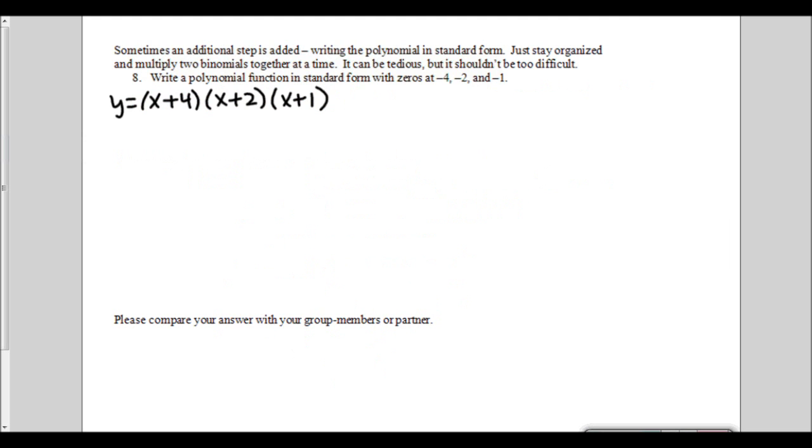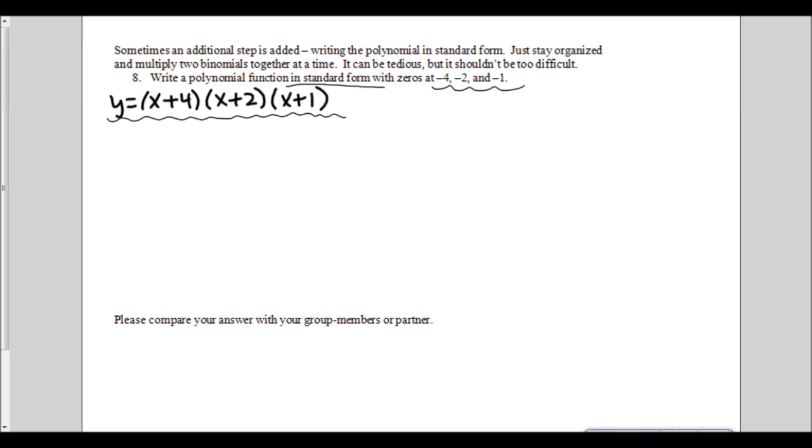All right, on number 8, it says sometimes an additional step is added, writing the polynomial in standard form. When you do this, just stay organized and multiply 2 of the binomials together at a time. It can be tedious, but it shouldn't be too difficult. This one says write a polynomial in standard form with zeros at -4, -2, and -1. So that means our factors are y equals x plus 4, x plus 2, and x plus 1.